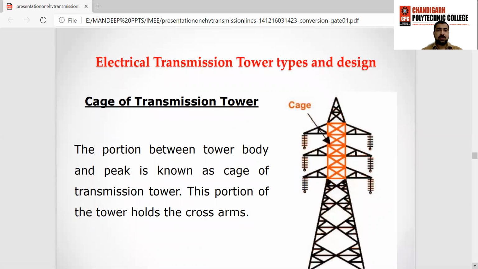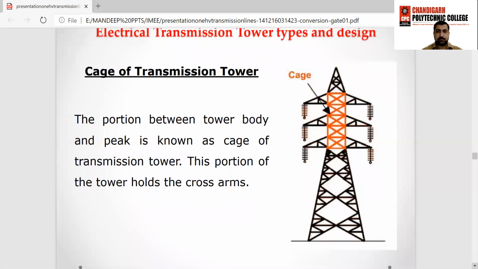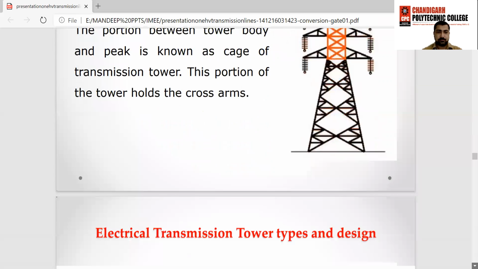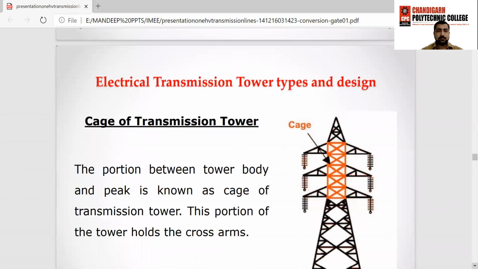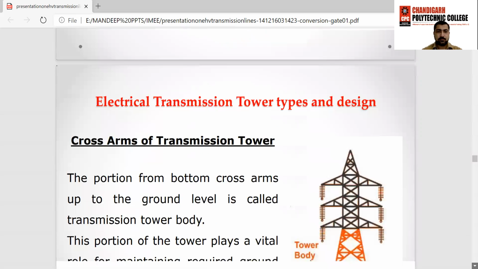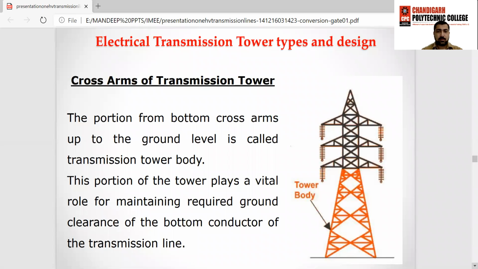And the next one is the cage of the transmission tower. The portion between the tower body and peak is known as the cage of the transmission tower. This portion of the tower holds the cross arms. The red area in this picture shows the cage of the tower. The next is the tower body.